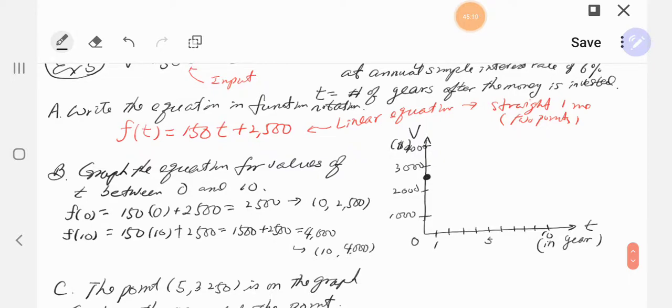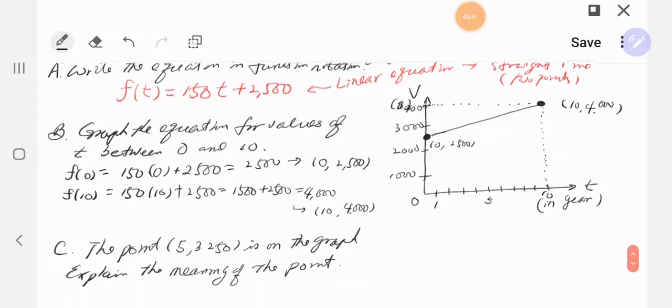So when t equals 10, let's go a little up. This is 4,000, so it should be this point. This point is when x equals 10, y is 4,000. And this one is when x equals 0, y is 2,500. And then connect these 2 points. It looks like this. All right, so we graphed the equation.